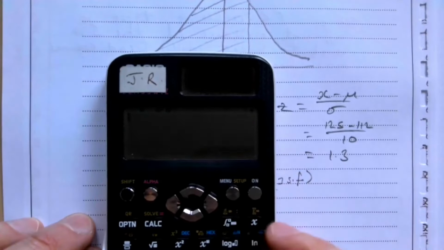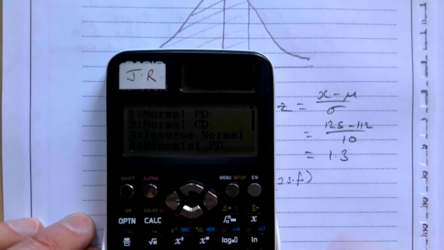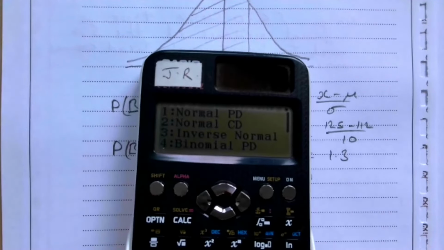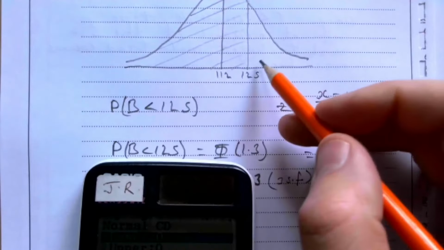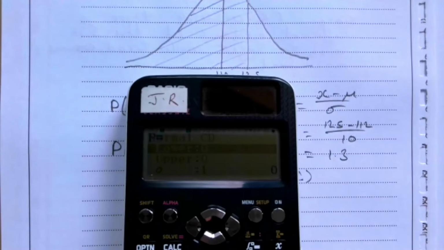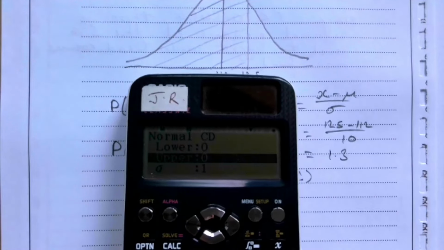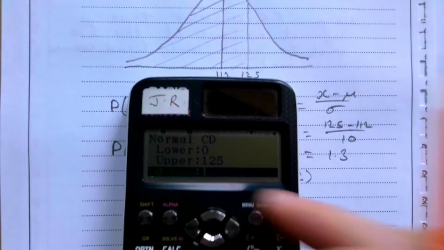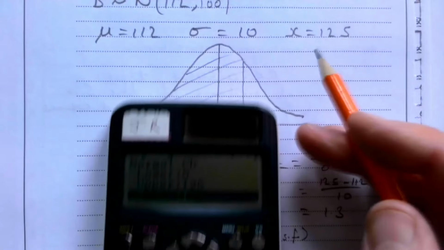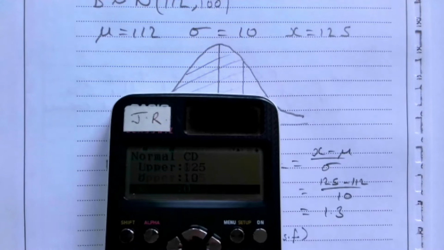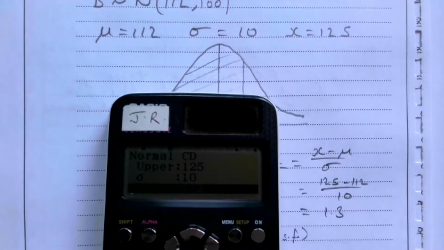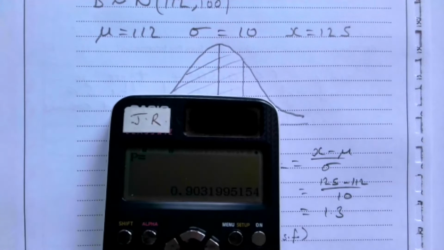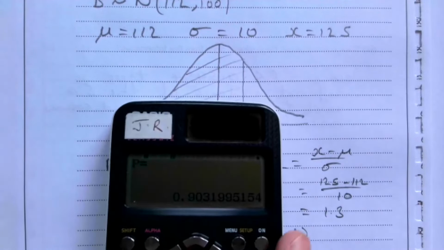Let's see how we do it in the calculator. Hopefully this is clear enough. So we want to go menu and 7, and you want to press number 2 here. And then we put in our values. Our lower value is 0 because we're all the way down at the bottom, and our upper value is 125. Our sigma, as we know, was 10, and our value of mu is 112. If we hit equals, of course, we get 0.903 again. So another way of getting the same value.